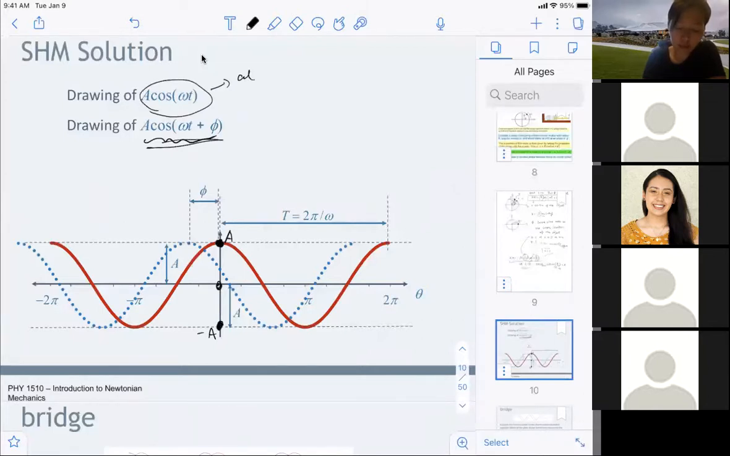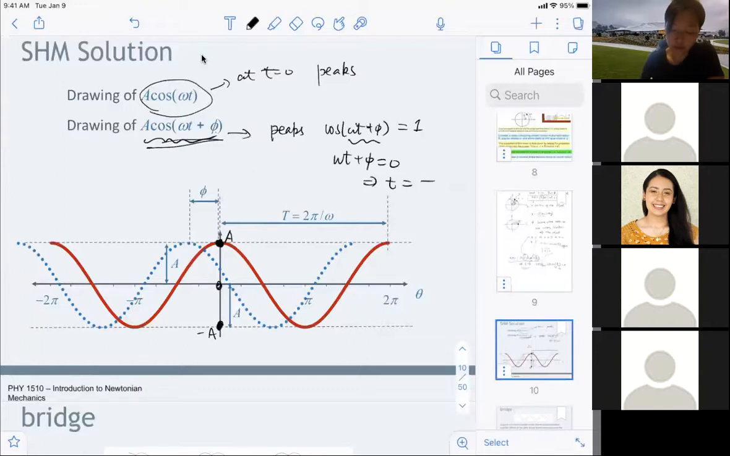Here at t equal to 0, this function peaks. But if you have an initial phase, and assuming that phase is a positive phase, then you ask when this one peaks. It peaks when cosine is equal to 1, which means omega t plus phi is 0. So it peaks at t equal to negative phi over omega. So it peaks at a time that is earlier than the previous graph.